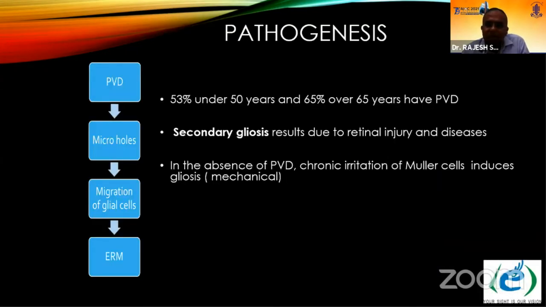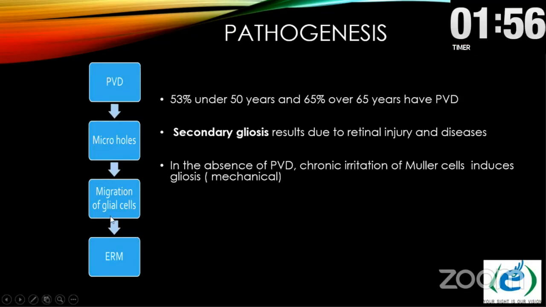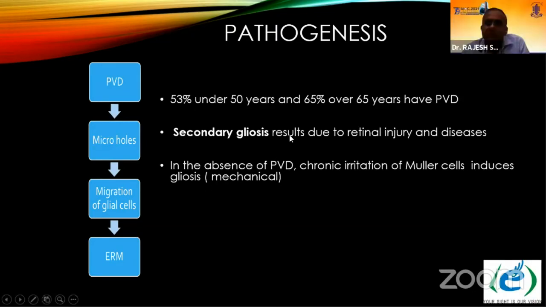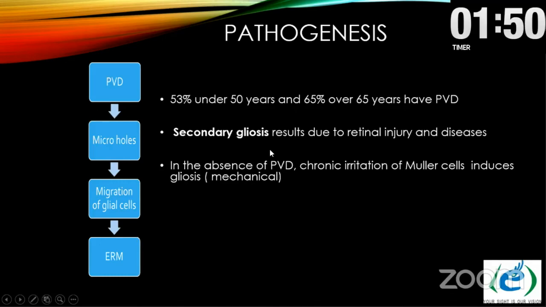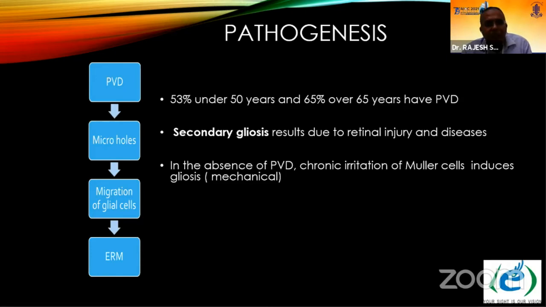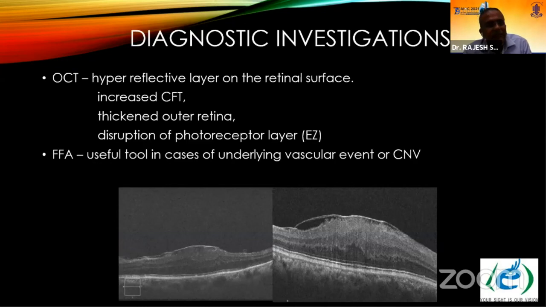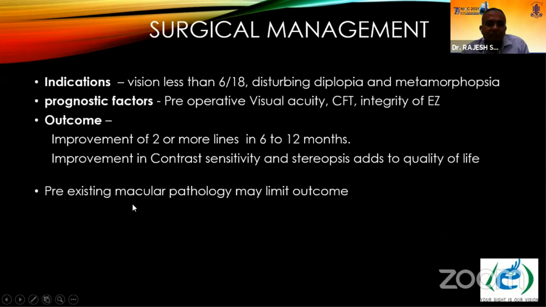Pathogenesis, we all know that 53% under 50 years and 65% over 65 years have PVD. It leads to secondary gliosis. And in the absence of PVD, chronic irritation of Müller cells leads to gliosis, that is mechanical gliosis, and ERM formation takes place. For the diagnostic investigations of ERM, the mainstay is the OCT again, and FFA is a useful tool in cases of underlying vascular events or CNV.